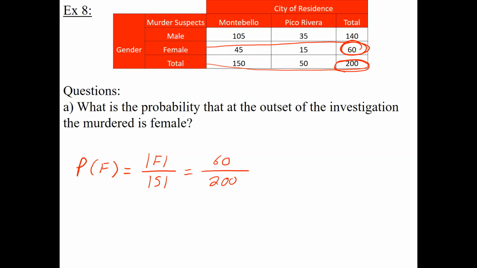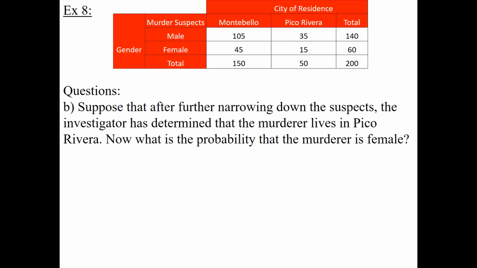The second part is a conditional probability. So suppose after further narrowing down the suspects, the investigator has determined that the murderer is from Pico Rivera. Now what's the probability the murderer is female? The notation now is I want to find the probability the murderer is female, so F goes first, given the new information, and that new information is that the murderer lives in Pico Rivera.